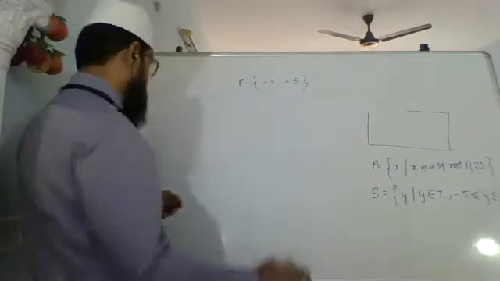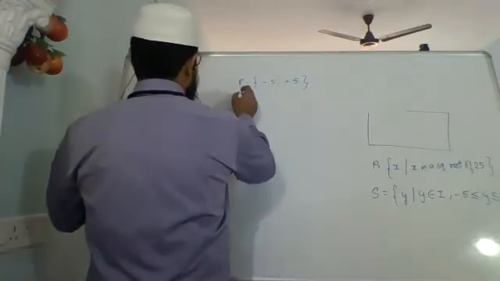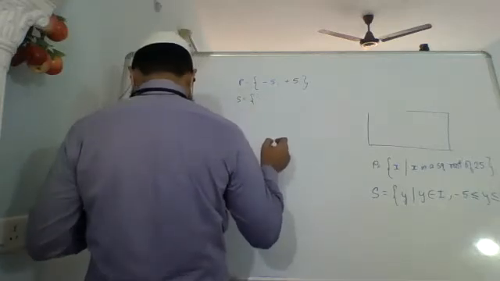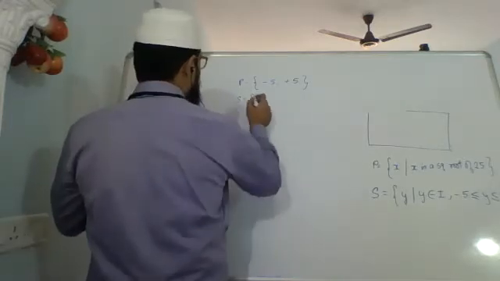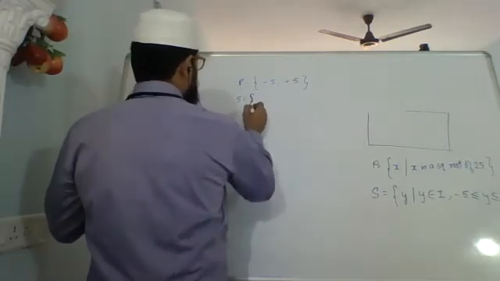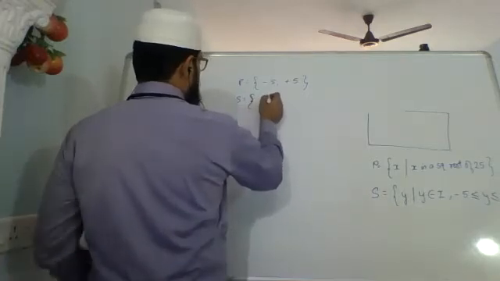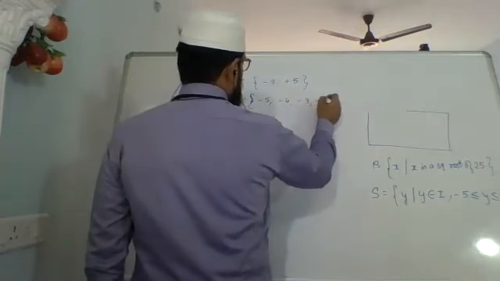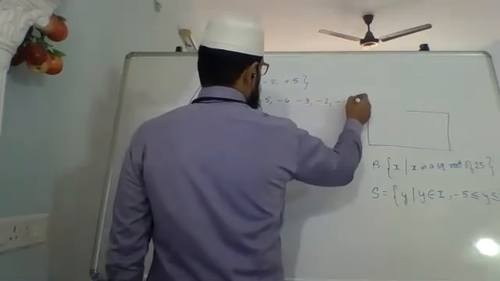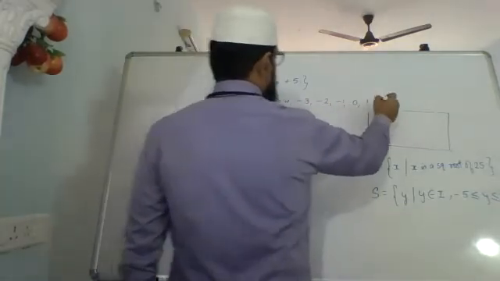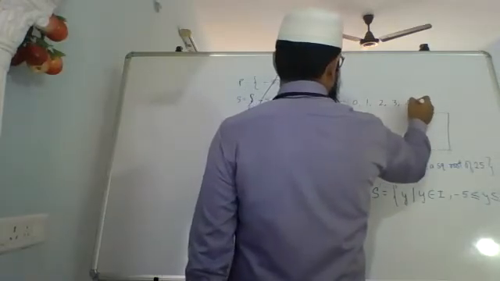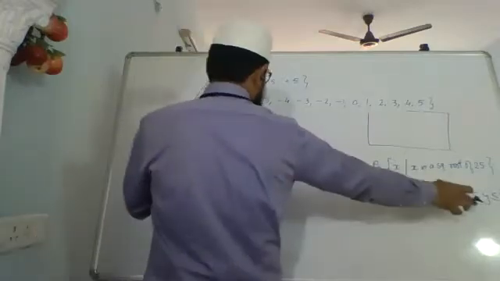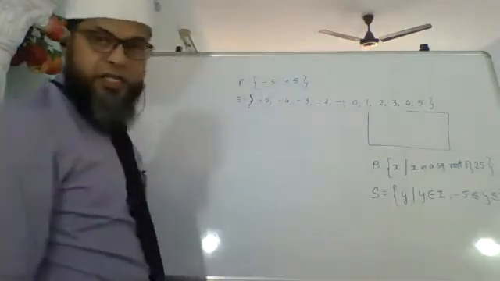Similarly, what is S? S is all y such that y is greater than or equal to -5. That means it is equal to -5, -4, -3, -2, -1, 0, 1, 2, 3, 4, and 5. S is up till 5. So that is S.